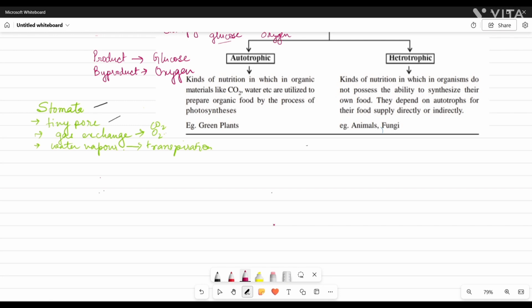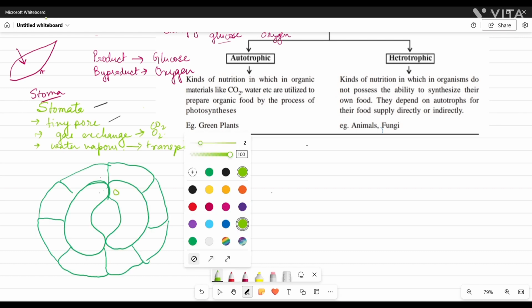Before moving on to heterotrophic nutrition, I would like to draw your attention to one of the most important topics in plant nutrition, that is stomata. What are stomata? The plural form is stomata, the singular form is stoma. The stomata are tiny pores or openings which are found on the underside of the leaves. What is the meaning of underside? This is a leaf, this is the top part, this is the bottom part. It is found on the bottom side of the leaf.